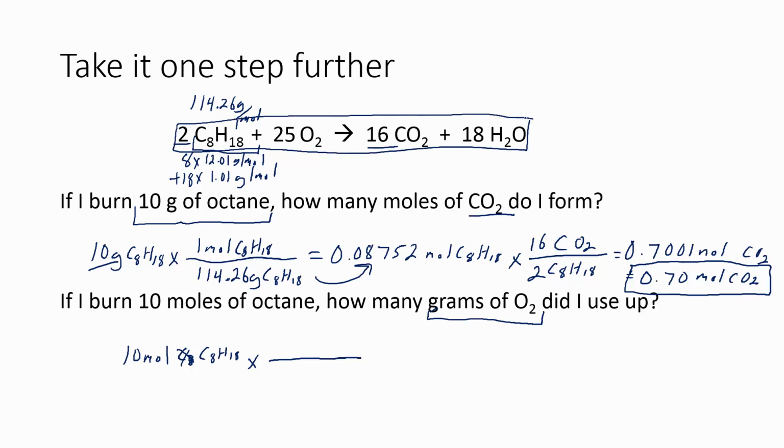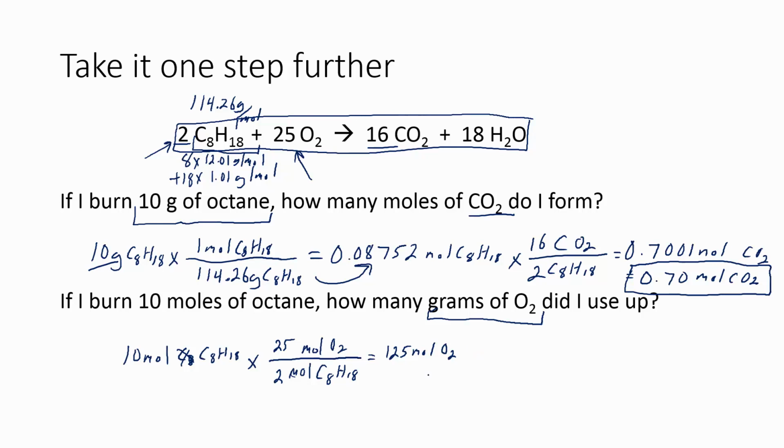This is not the gram ratio. There's not 16 grams of carbon dioxide for every 18 grams of water. That's completely untrue. They weigh totally different amounts here. But these are the mole ratios to each other. So if I want to get rid of moles of octane, there's 2 in the balanced equation, and I want moles of oxygen, and there's 25 of those. Then, this looks vaguely familiar, doesn't it? I get my 125 moles of oxygen.